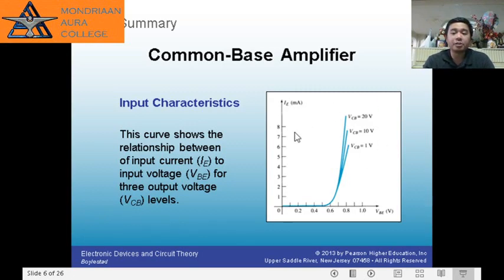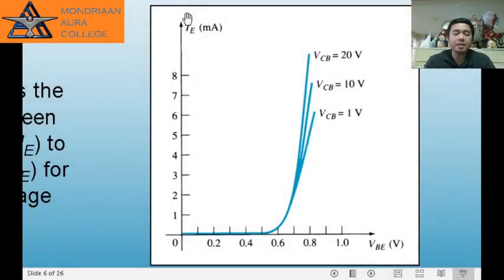Etong graph na to, pinapakita naman dito yung relationship between IE and VBE. Ang I sub E naman ay nakalagay dito sa ating y-axis, therefore this is your dependent variable. Ang VBE naman ay nakalagay sa x-axis, therefore ito ang ating independent variable. Ang I sub E ay nakadepende sa value ng VBE.